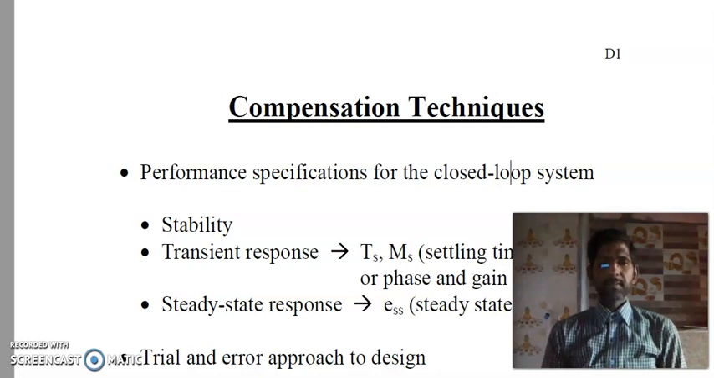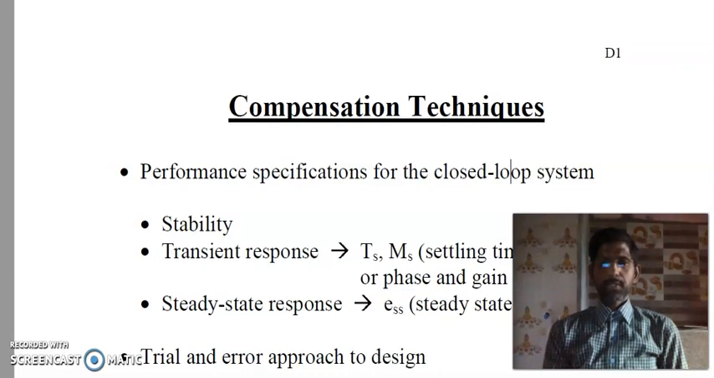Performance specifications mean either stability or transient response. In the transient response: settling time, maximum peak overshoot, phase margin, gain margin, delay time, rise time, etc. Steady state response means steady state error. We can design the compensation technique by using a trial and error approach.